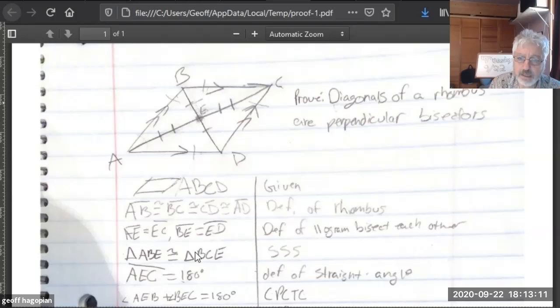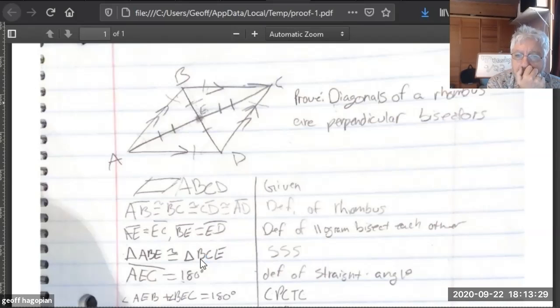All right, so at this stage, we have that, yeah, triangle ABE is congruent to triangle BCE.